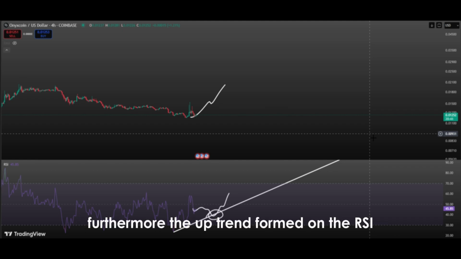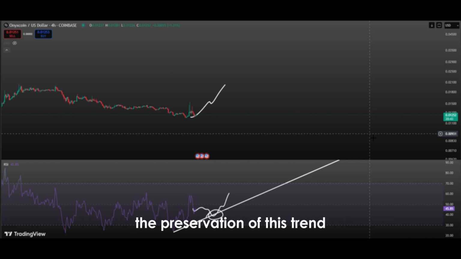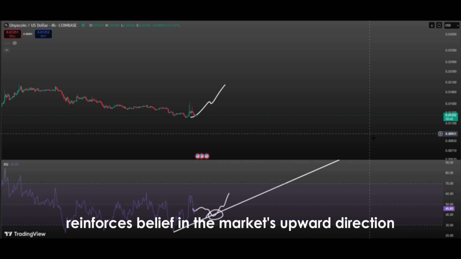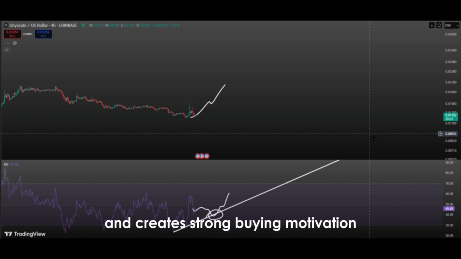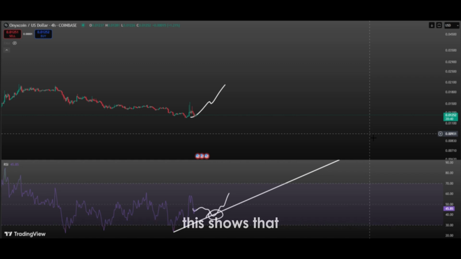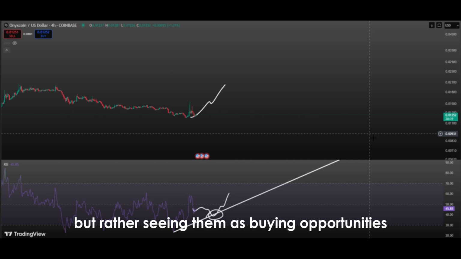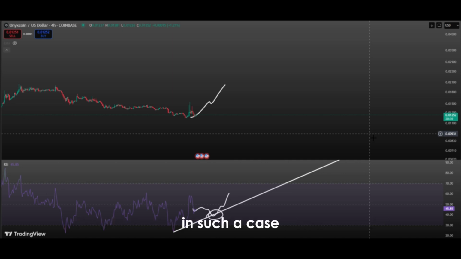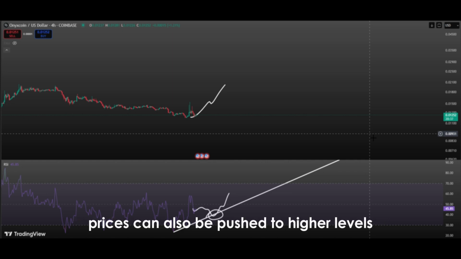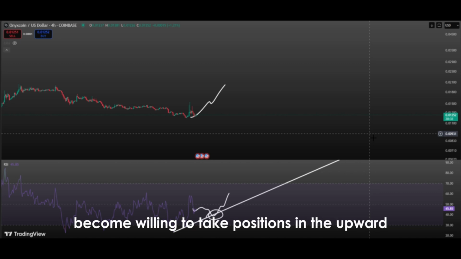Furthermore, the uptrend formed on the RSI is also a direct reflection of market psychology. The preservation of this trend keeps investors' confidence alive, reinforces belief in the market's upward direction, and creates strong buying motivation. If the RSI maintains its uptrend and each new low stays higher than the previous one, this shows that investors are not panic selling during pullbacks, but rather seeing them as buying opportunities. In such a case, prices can also be pushed to higher levels because the majority of market participants become willing to take positions in the upward direction.